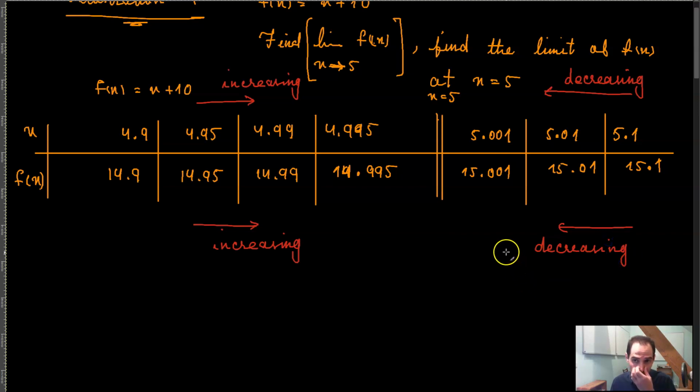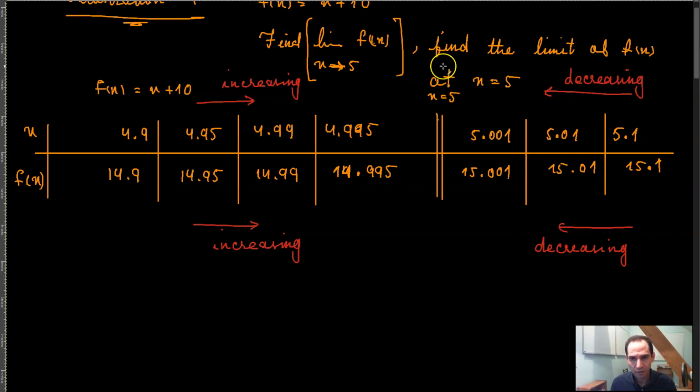Meaning that on the left hand side of x is equal to 5, x is increasing and y is increasing, meaning that the function, as I'm moving towards 5, has a positive slope.